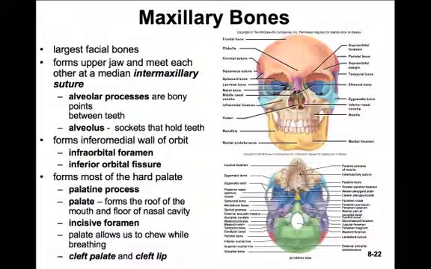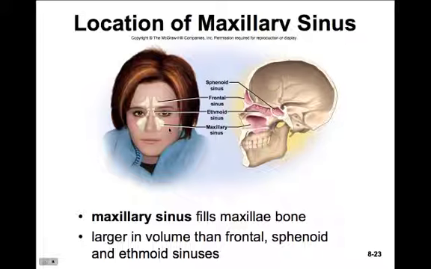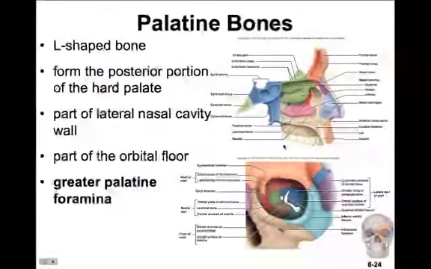We can see in the maxillary bones, there's a large maxillary sinus. Here are the locations of the maxillary sinuses on either side of the nose. It fills the maxillary bone. It has a much larger volume than the frontal, sphenoid, and ethmoid sinuses. You can see each of those sinuses here in this sagittal section of the skull.